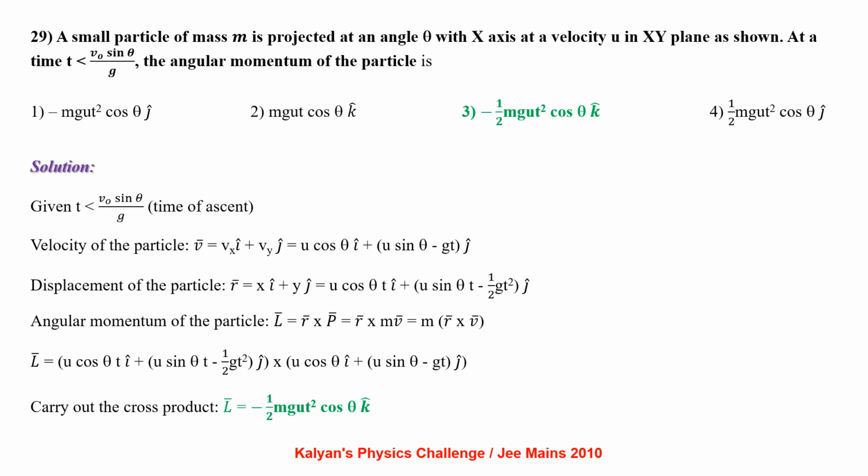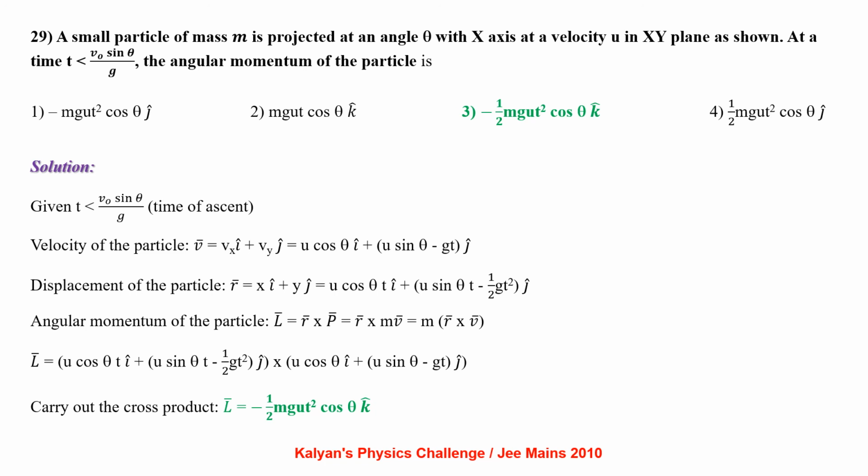Now the velocity of the particle v bar equal to vx i plus vy j, that is u cos theta i plus (u sin theta minus gt) j. The displacement of the particle r bar is x i plus y j, where x is displacement in the horizontal direction and y is displacement in the vertical direction. That comes out to be (u cos theta t) i plus (u sin theta t minus half g t square) j.